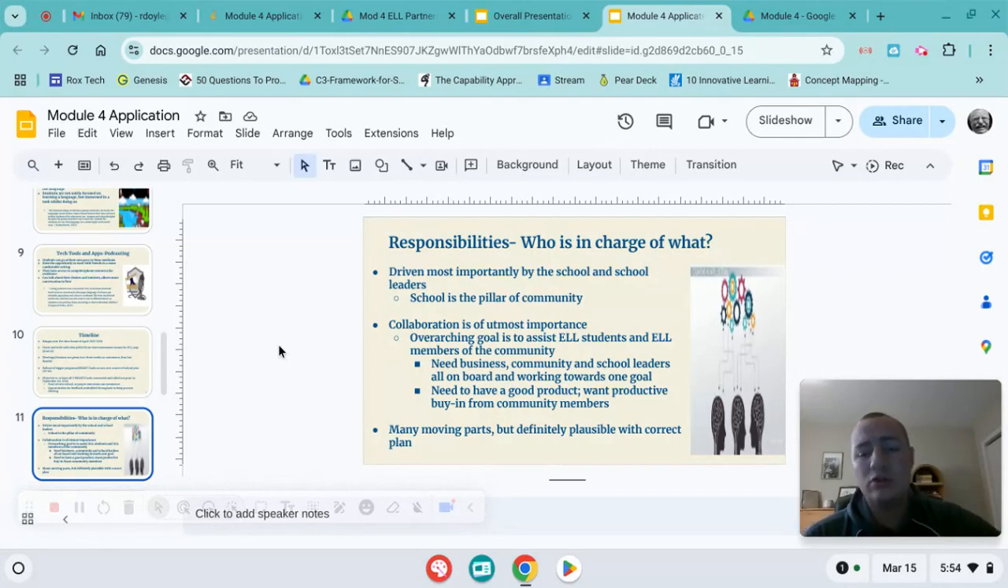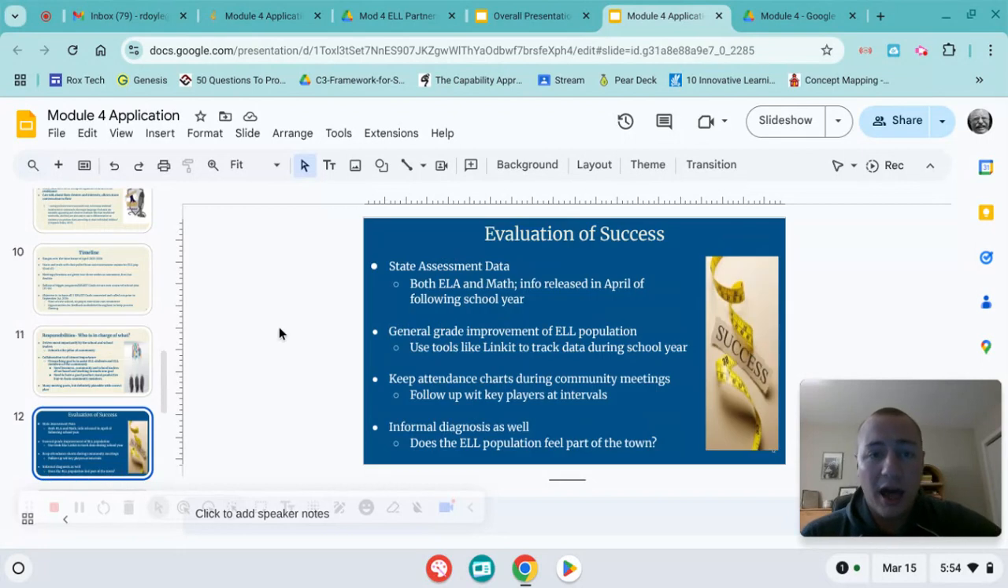responsibilities, right? Who's in charge? Who do we need to get on board? Whether it's a school official, a community official, a business leader, right? How are they involved? What roles do they have? What responsibilities do they have? And understanding that collaboration is the most important aspect of this. How do we succeed, right?